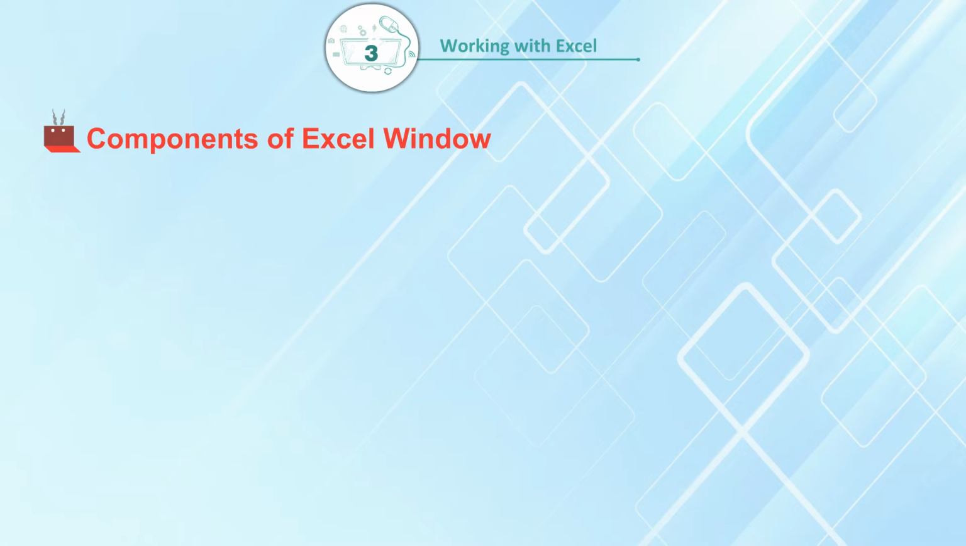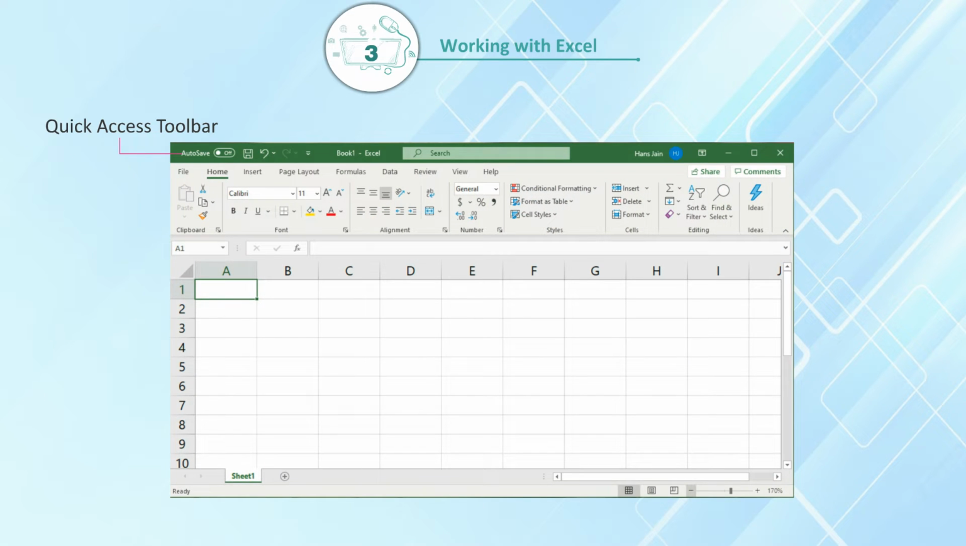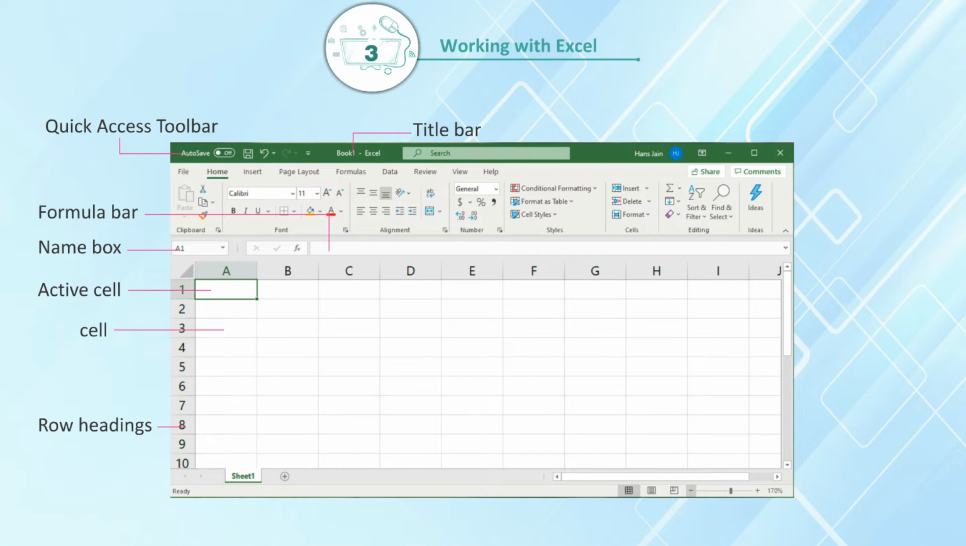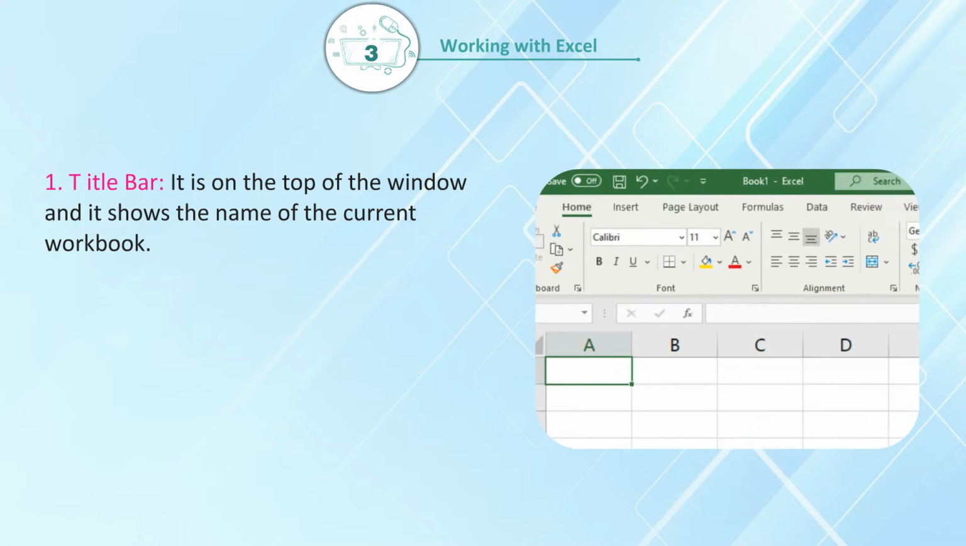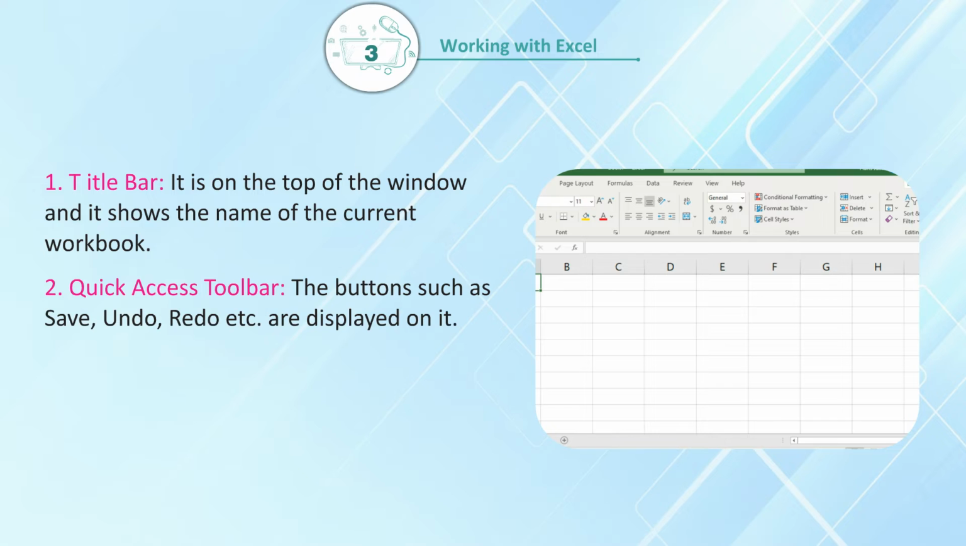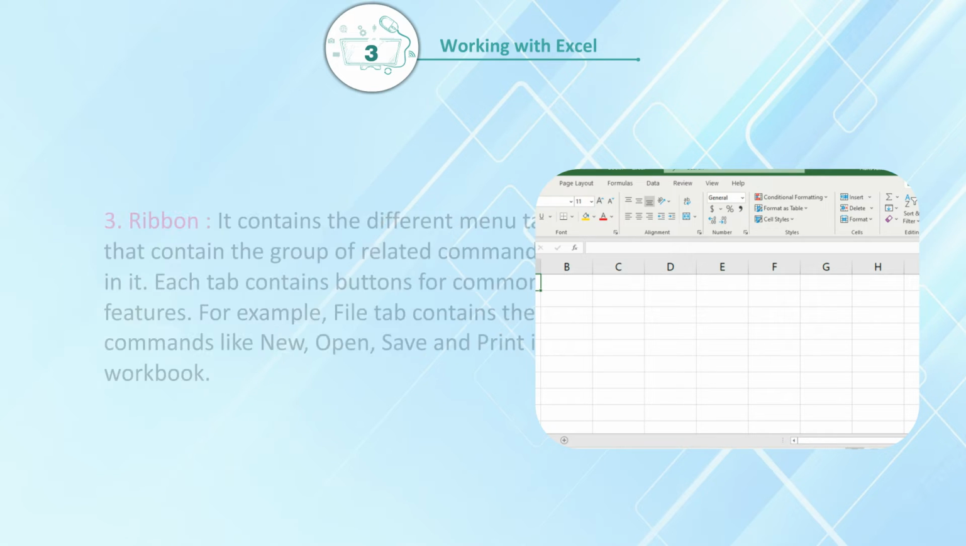Components of Excel window. Quick Access Toolbar, Title Bar, Formula Bar, Name Box, Active Cell, Row Heading, Ribbon, Column Headings, Scroll Bar, Gridlines. Title Bar. It is on the top of the window and it shows the name of the current workbook. Quick Access Toolbar. The buttons such as Save, Undo, Redo, etc. are displayed on it.